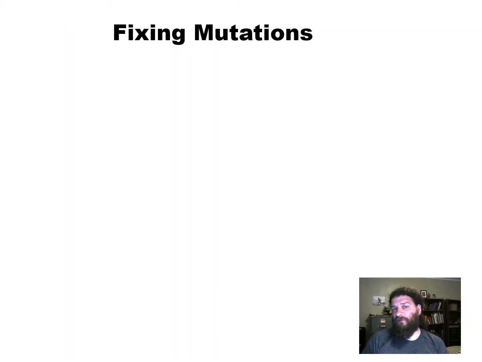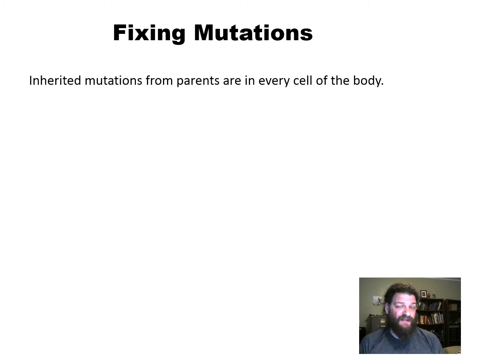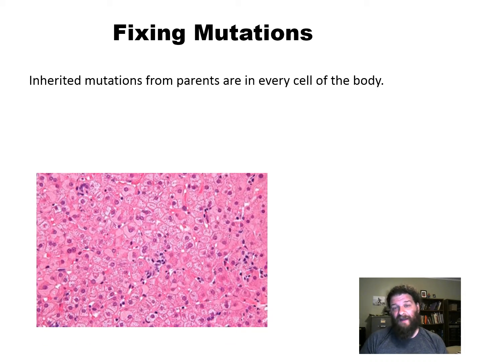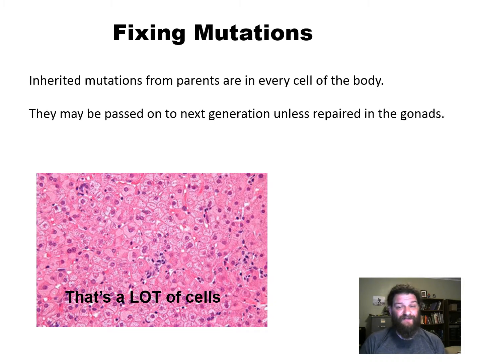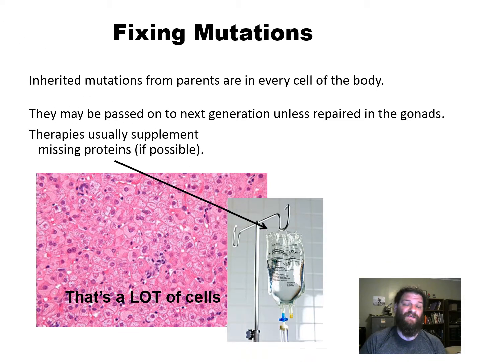Whether the disease results from a gene mutation or a chromosomal mutation, we're going to want to fix the mutation. We're going to want to address the problem. The problem, of course, is that if the mutation came from your parents, if you inherited it from your parents, it's in every one of your cells. And that's going to be a little hard to fix because that's a lot of cells. If we're going to keep it from being passed on to the next generation, then we at least have to repair it in the gonads. But again, we have this problem. We can't really fix the cells.